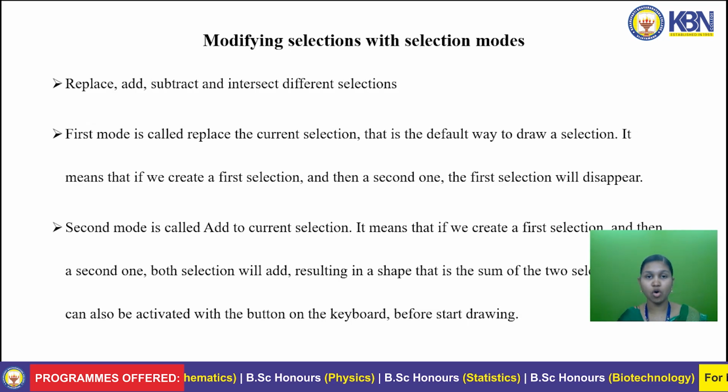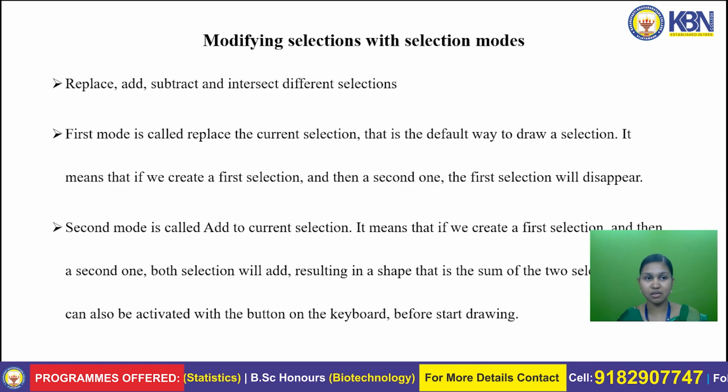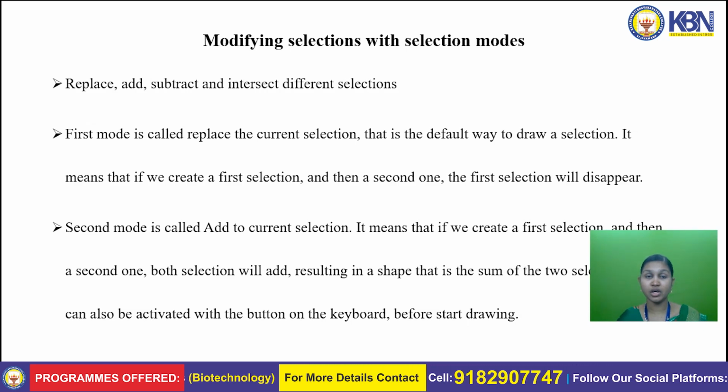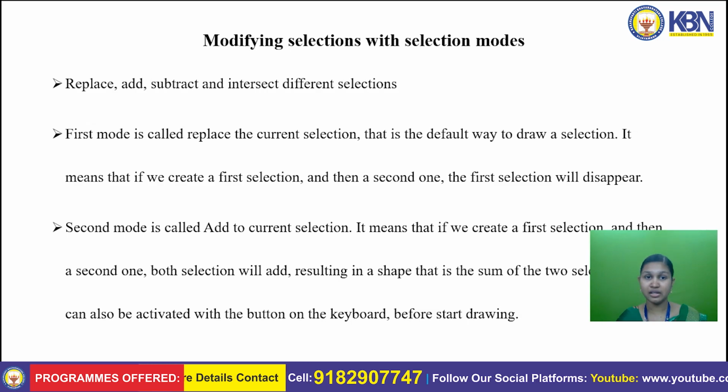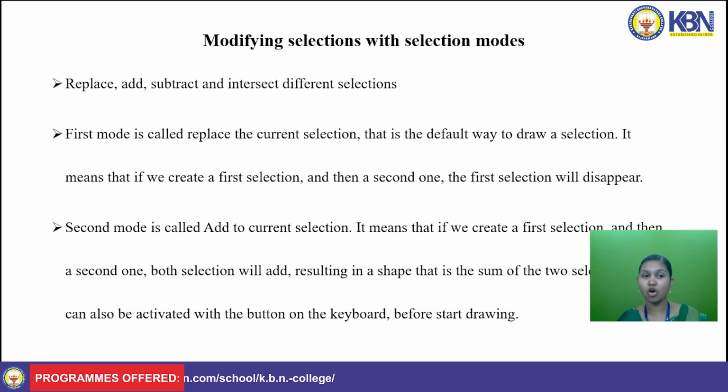Now, how to modify a selection with selection modes. For example, you can replace the image, add the image, merge the image, or intersect different selections. The first mode is replacing the current selection. It means one image will be displayed, then you add another image to that selection. First of all you create a first selection, and when you create the second one, the first selection will disappear. Okay, the two images will not both be visible. Whenever you replace with the second one, the first image is automatically deleted.